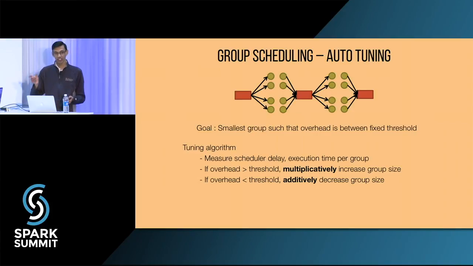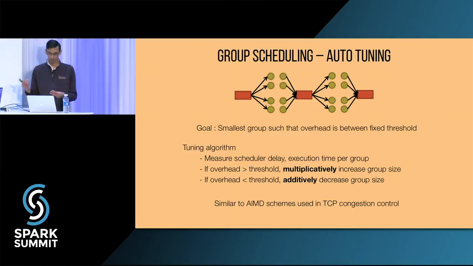And then based on whether the scheduling delay is too high or too low, it can adaptively make some changes. So for example, if we set a threshold, like let's say I want my overheads to be within 10% of the overall execution, then if our overhead is greater than that threshold, we can increase the group size. If our overhead is lesser than the threshold, we can additively decrease the group size.